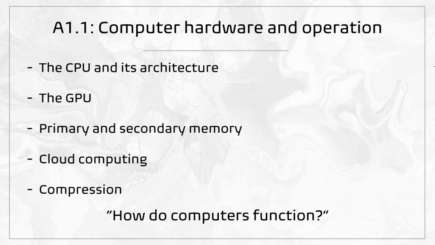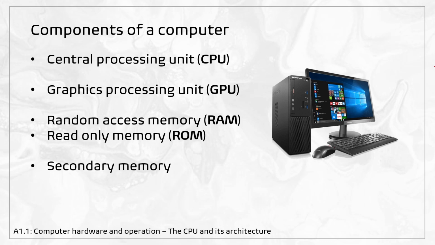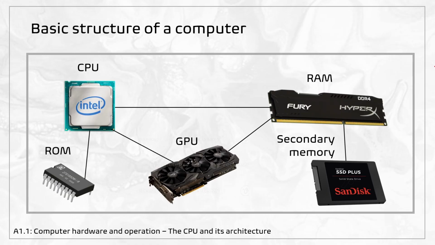Now there's 4 subtopics inside of A1, and the first one, A1.1, is called Computer Hardware and Operation. We'll be covering these 5 sections throughout the subtopic. To start off, these are the different components of a computer. Inside of every laptop and desktop, you'll find these components in every single one of them. Here's a diagrammatic version of these components inside of a computer. We'll cover each one of them in detail, and by the end, you'll have a good understanding of how the computer works. So let's start with the CPU.